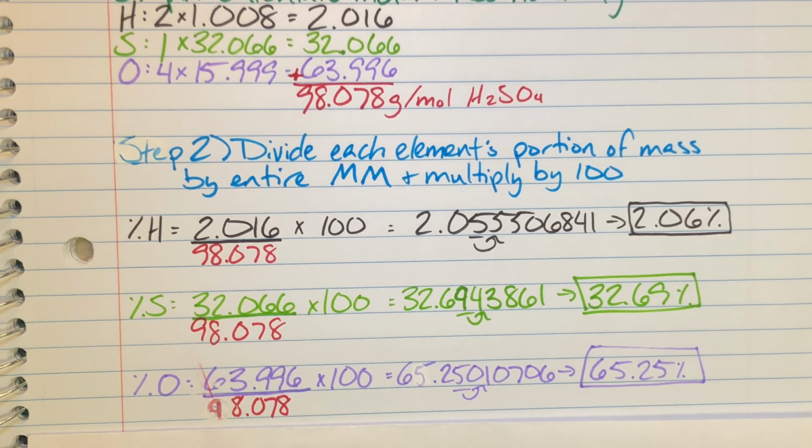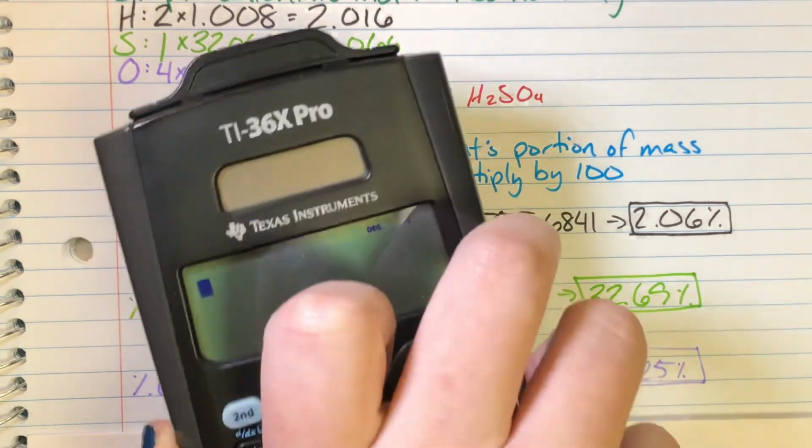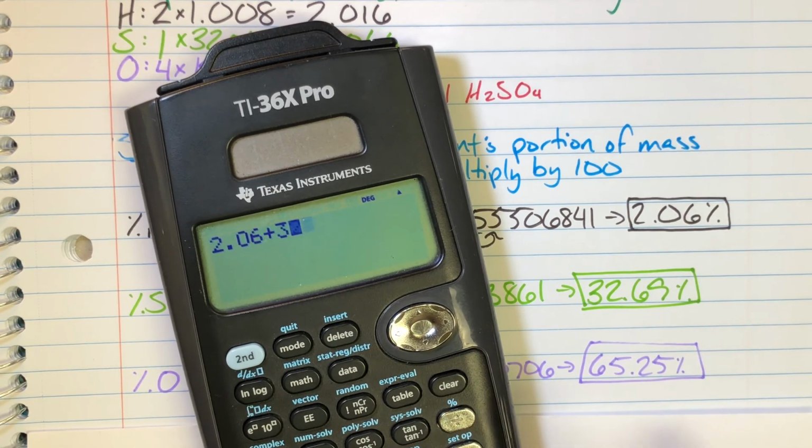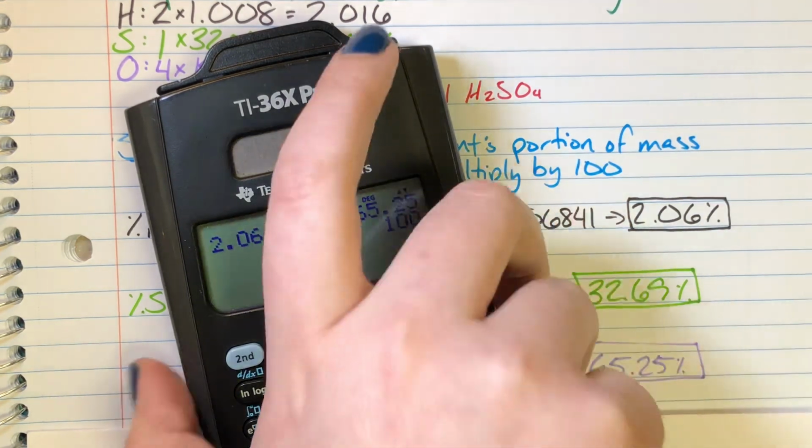As a last check, if you want to make sure that everything is in order and all of your numbers end up adding up, you can add all together your percentages, and they should equal 100. And it does, which means that this is correct.